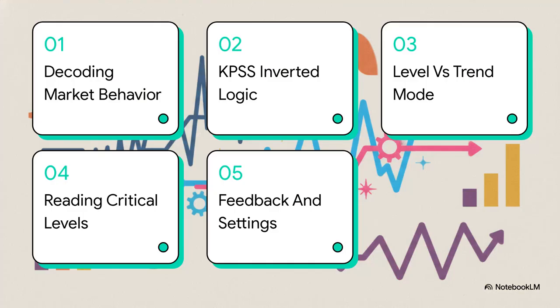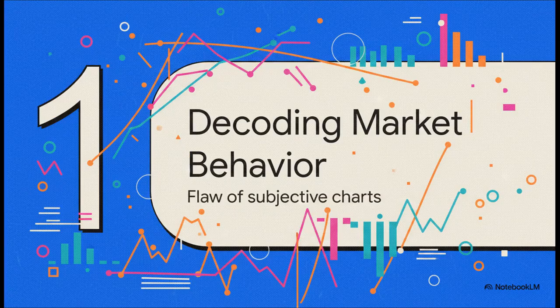So to completely solve this problem, we'll break down the rolling KPSS statistic across 5 crucial areas today: decoding market behavior, the KPSS inverted logic, level mode versus trend mode, reading the critical levels, and finally, visual feedback and settings. Let's get into it. Starting with Section 1, Decoding Market Behavior, and specifically, the fatal flaw of subjective charting.